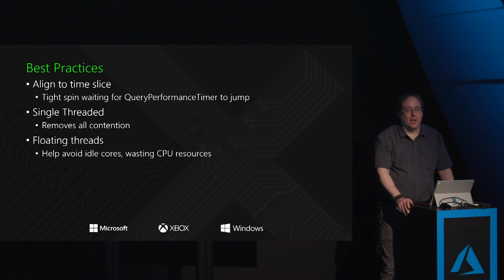Another situation is to allow your threads to float. This tends to be more common within the Windows system because you're running with a lot of other stuff. Console titles don't do this. They tend to lock their threads. However, if you allow them to float between the cores, you're going to get a natural balance, and they'll be swapped back because idle cores will pull threads to them.